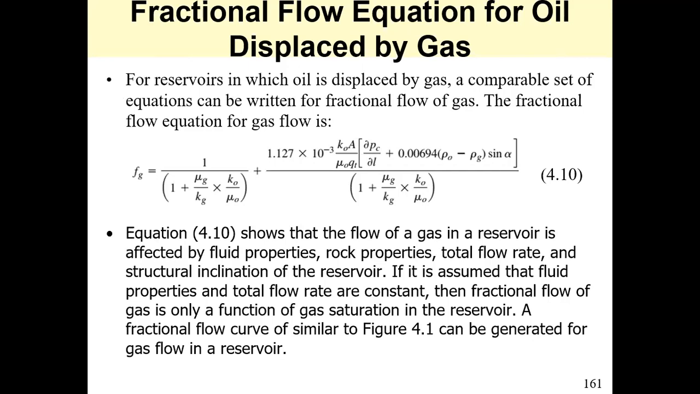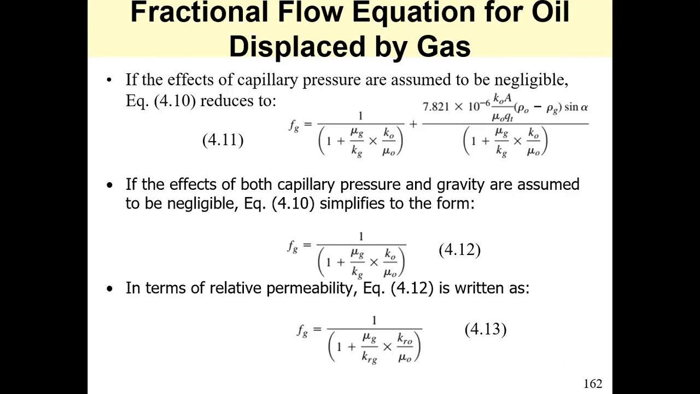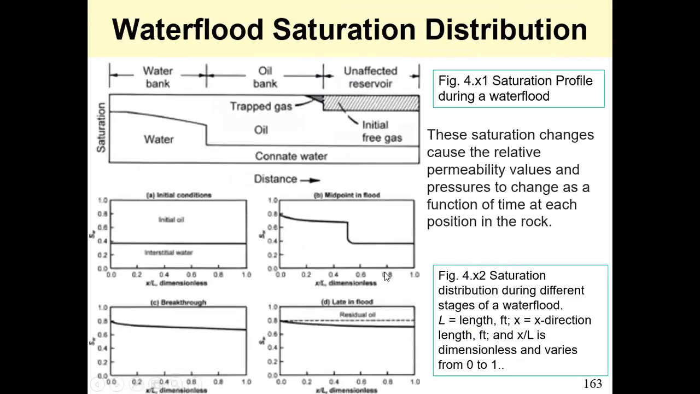A similar equation to 4.6 can be written for the fractional flow of gas, that is, immiscible displacement, and equations 4.11, 4.12, 4.13 follow the same derivation as for the fractional flow of water. Of course, in this case, gas is the displacing fluid while oil is the displaced fluid.